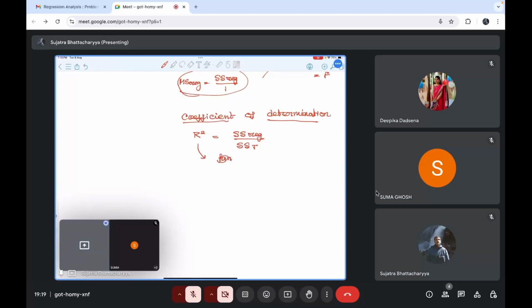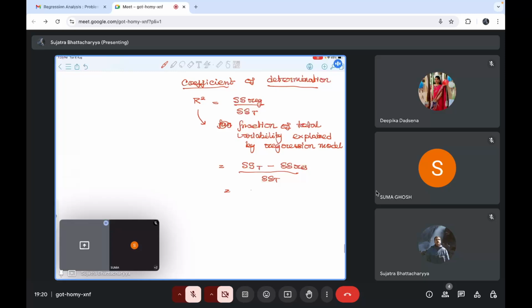So it's a fraction of total variability explained by the regression model. Also, you know that SS regression can be written as SST minus SS residual, divided by SST. So it becomes 1 minus SS residual divided by SST. If you don't want to calculate SS regression, you know SS residual. We generally calculate SS residual, and if you can calculate SST also, then we can calculate this coefficient of determination R square.